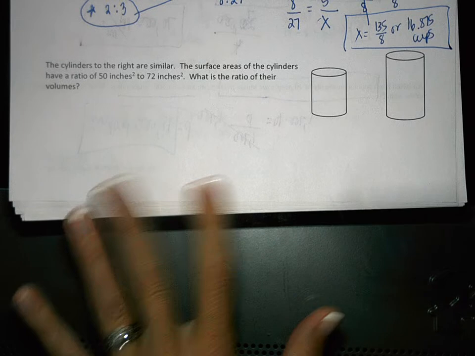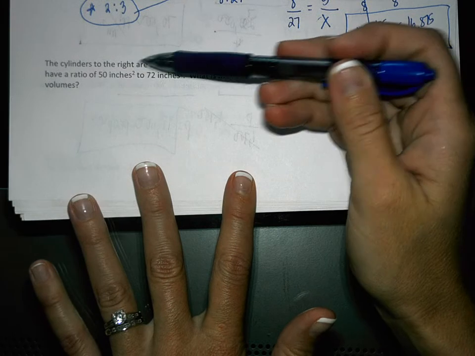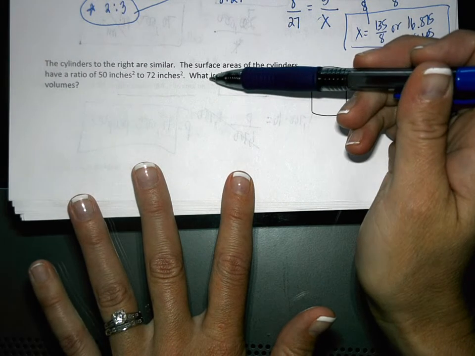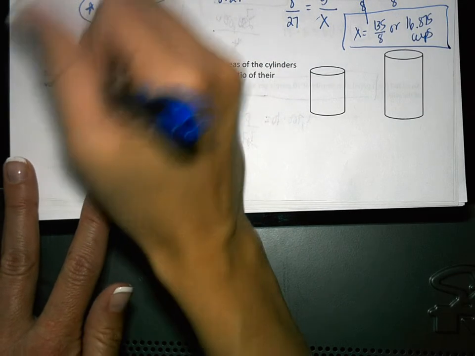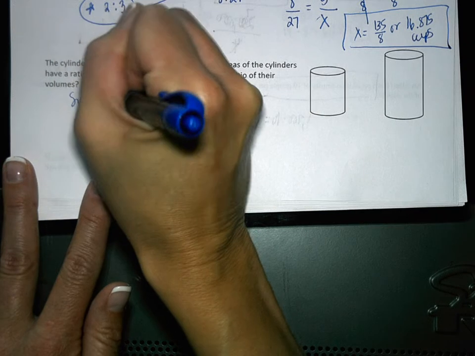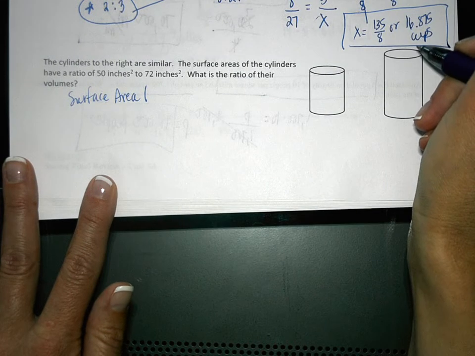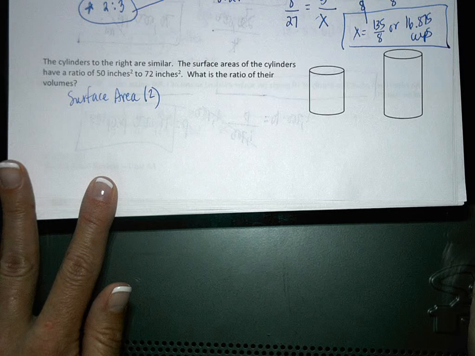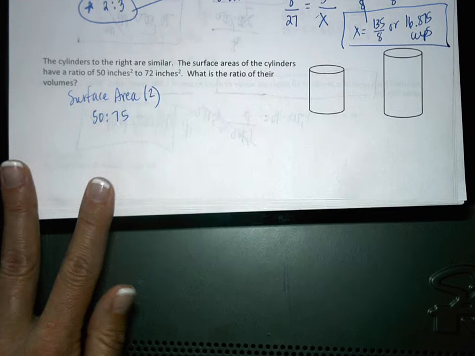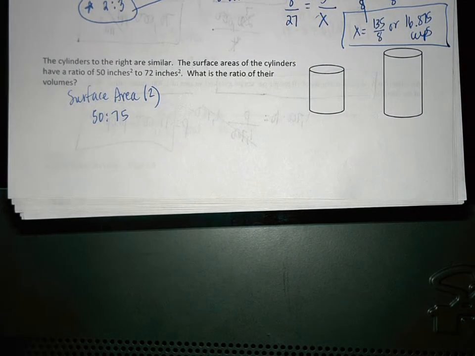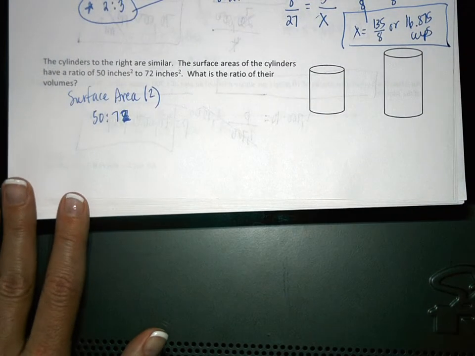The cylinders to the right are similar. The surface areas of the cylinders have a ratio of 50 inches squared to 72 inches squared. So they said the surface area, right? So we know that surface area is what? Two dimension. Is everybody okay with that? And so that is 50 to 72. Thank you. Okay, 50 to 72, and we need to reduce that.